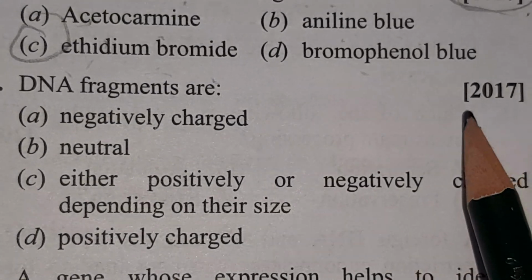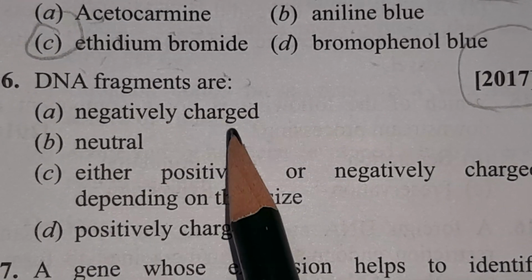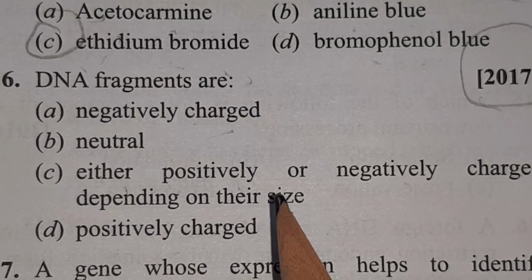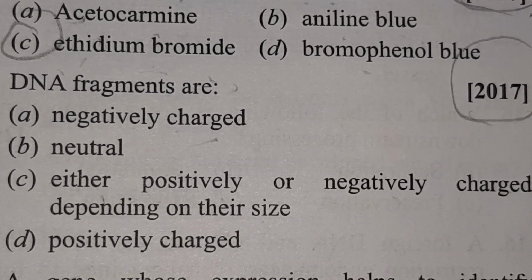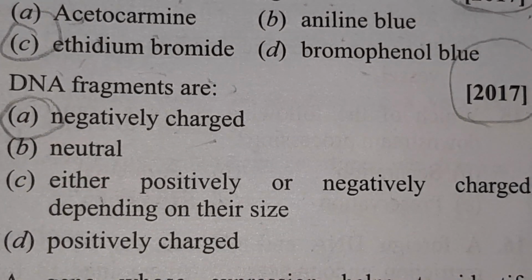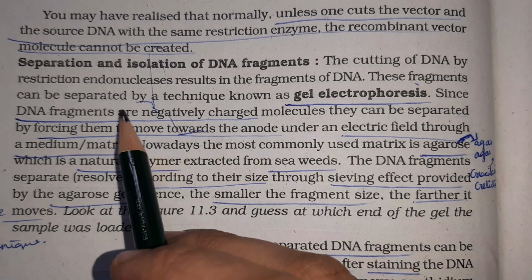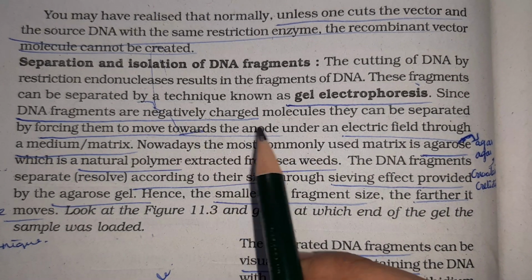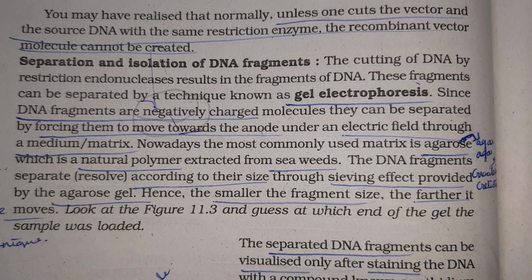Next question. This is also from 2017. DNA fragments are A. Negatively charged, B. Neutral, C. Either positively or negatively charged depending on their size, D. Positively charged. And the answer for this is DNA fragments are negatively charged. You will find this on page number 198. Since DNA fragments are negatively charged molecules, they can be separated by forcing them to move towards the anode. So from this we got the answer that DNA is a negatively charged molecule.